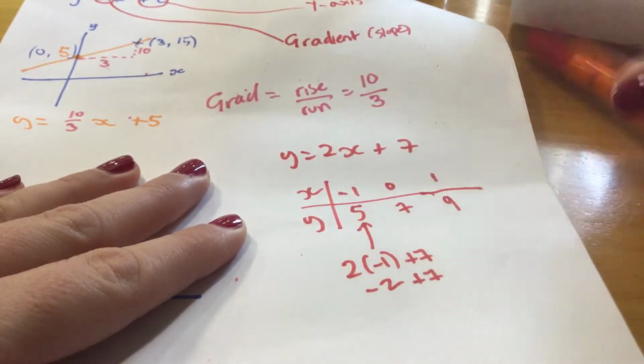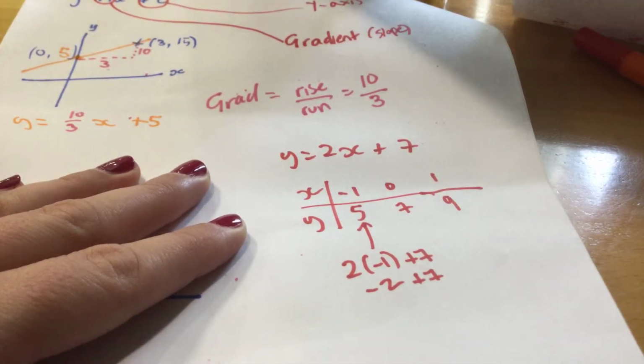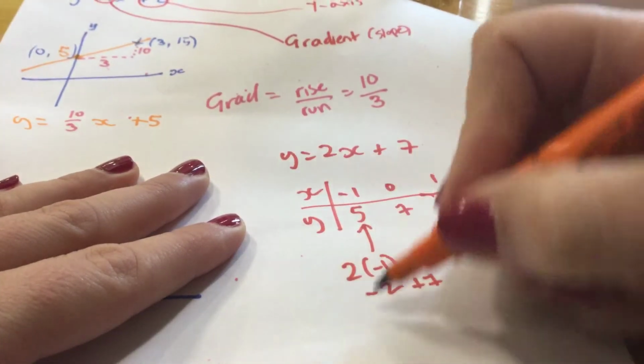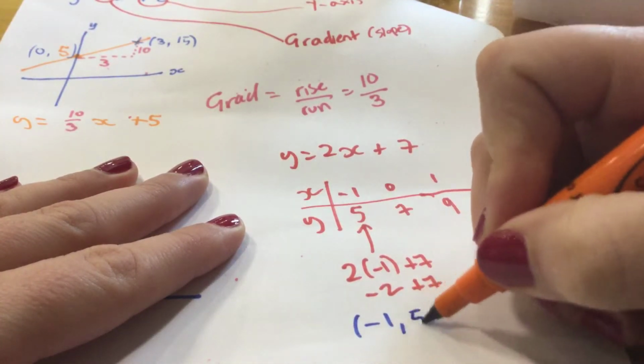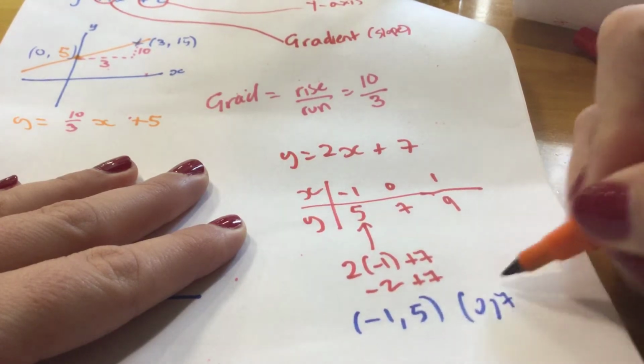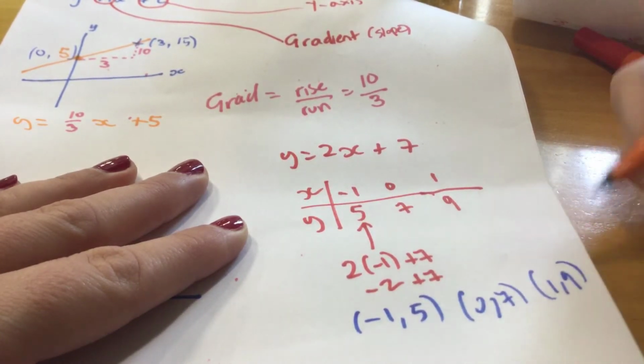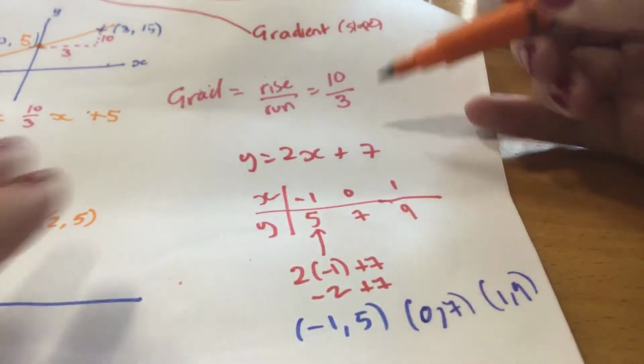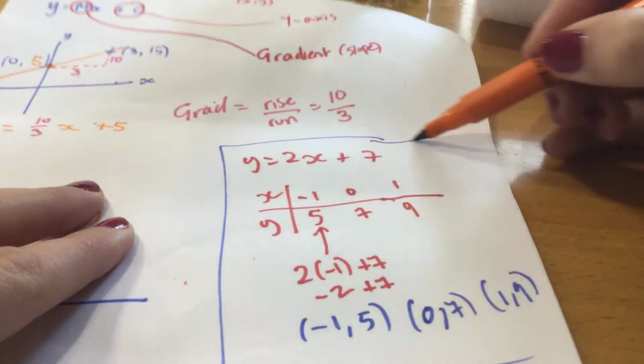So the coordinates of this line that I would have to plot would be -1, 5, 0, 7, 1, 9. So that should be known. That's pretty low level.